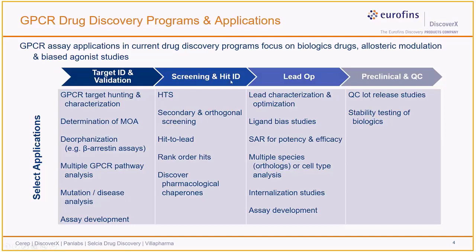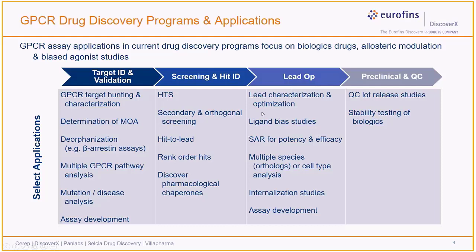Then you move into screening and hit ID. Obviously, high throughput screening is still very popular, doing hit to lead studies, rank order, looking at potency and efficacy, related even to structure activity relationships in the lead optimization step.